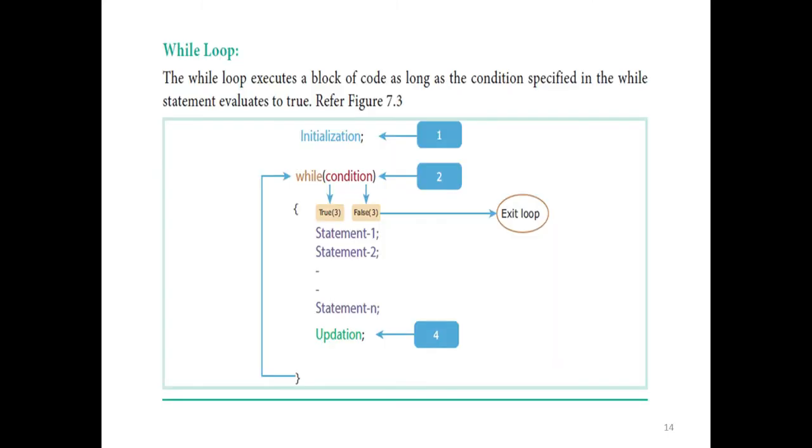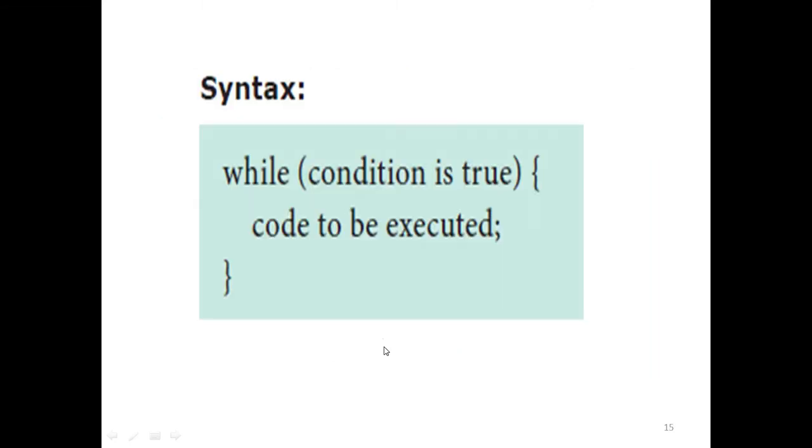And then the next one is important for you. It's a 5-mark question, an important 5-mark question. Explain while loop in PHP. The while loop executes a block of code as long as the condition specified in the while statement is true. Here: initialization, then the while testing condition, third, if it is true or if it is false, and last, updation. You see the syntax: while (condition is true), the code to be executed, like this.